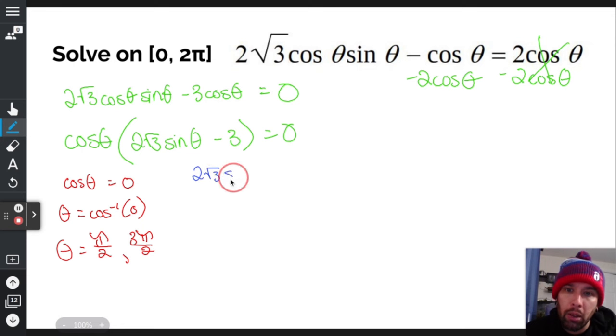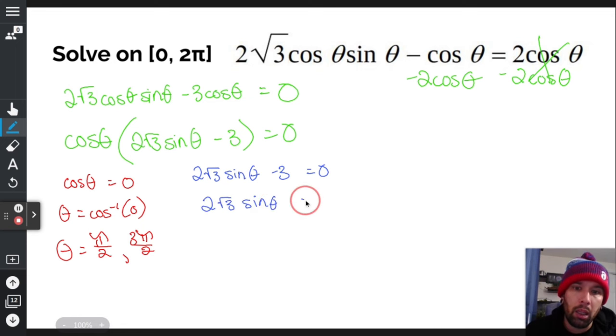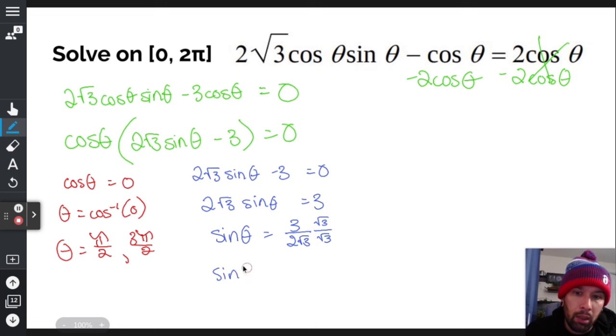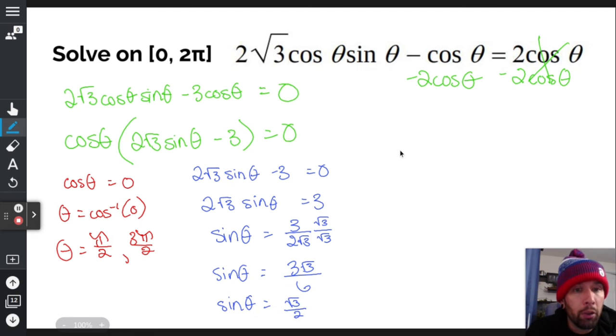2 root 3 sine theta minus 3 equals 0. Add 3. 2 root 3 sine theta equals 3. Divide both sides by 2 root 3. So you have sine theta equals 3 over 2 root 3. That's against the rules. So multiply the top and the bottom by root 3. That gives you sine theta equals 3 root 3 over 6, which simplifies to root 3 over 2. Much nicer. Now you inverse sine both sides.